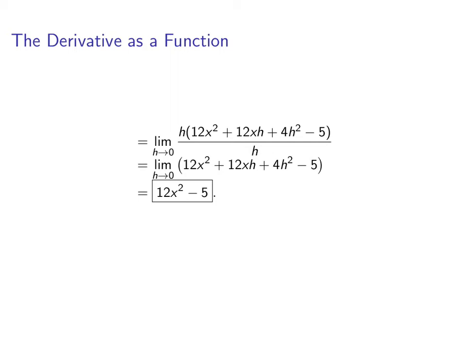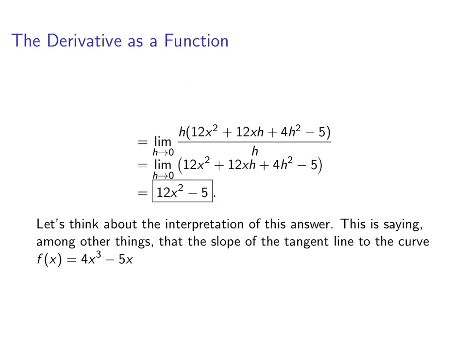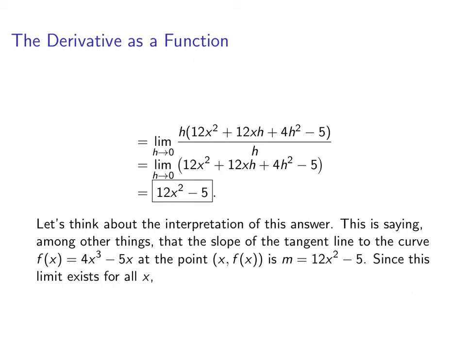Now that's the answer, but I'd like to think about the interpretation of this answer. This is saying, among other things, that the slope of the tangent line to the curve f of x equals 4x cubed minus 5x at the point (x, f of x) is 12x squared minus 5. That limit is going to exist for all x, so the domain of f prime is the set of all real numbers.